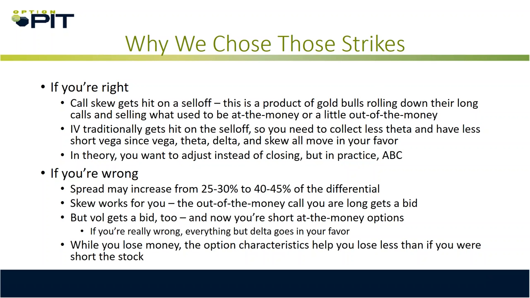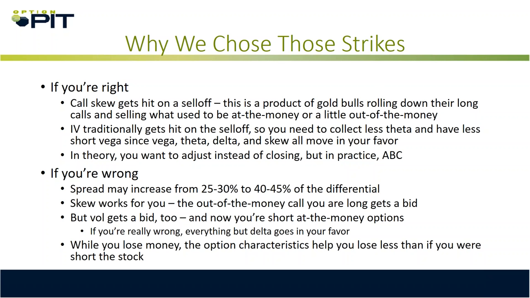In theory, you want to adjust these trades instead of closing, but in practice, always be closing. ABC, always be closing. When you've got a good win and you've made good money, I always advocate closing the trade and starting again from square one, where you're looking at the initial setup. Where's implied vol? Where's historical vol? Where's skew? What's your trend? Just start from square one. That's the way to make sure you're putting on the right trade instead of just sitting in a trade for too long, especially that bearish trade. As I said, you can sit there and make money, make money, make money, and then all of a sudden, on day seven, the market spikes, and you lose everything that you did.